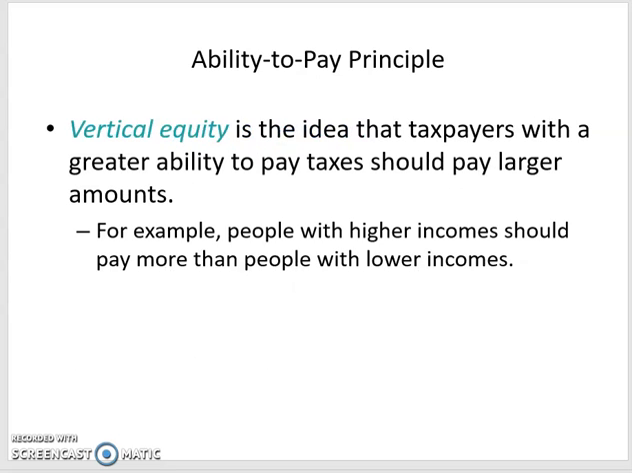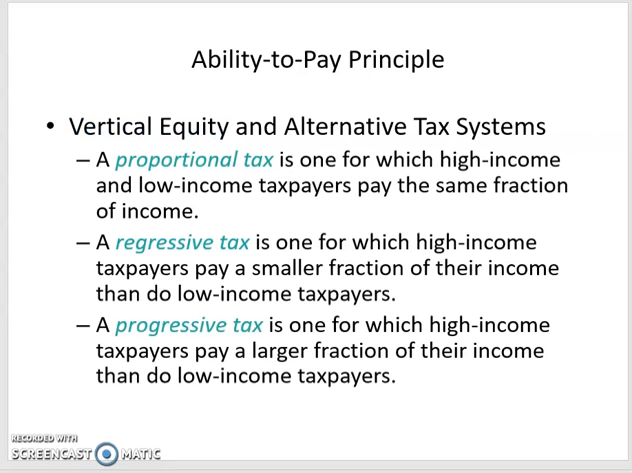Now, when we look at the ability to pay, we can talk about what's called vertical equity and horizontal equity. Vertical equity just means that those with greater ability are going to pay more, right? So people with higher incomes pay more in taxes. Whereas horizontal equity, within vertical equity, let's talk about three things. This is something you really need to make sure you know, guys. You can see this on the AP exam. This part right here, specifically.